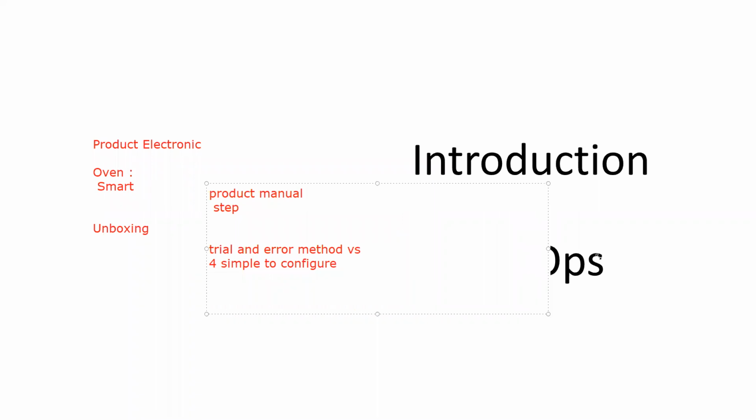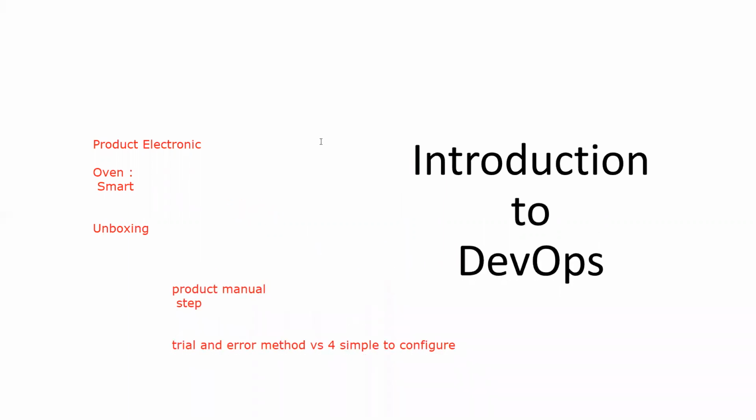So participants, tell me which is more efficient for you, a trial and error method or a method that got it done in four simple steps using the manual. The second option, the four steps. Definitely, participants, we will be more comfortable using the four simple step method involving the product manual. Now that is what exactly DevOps is going to tell you.